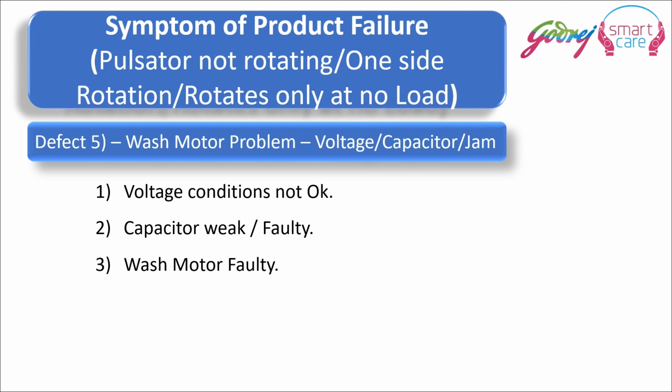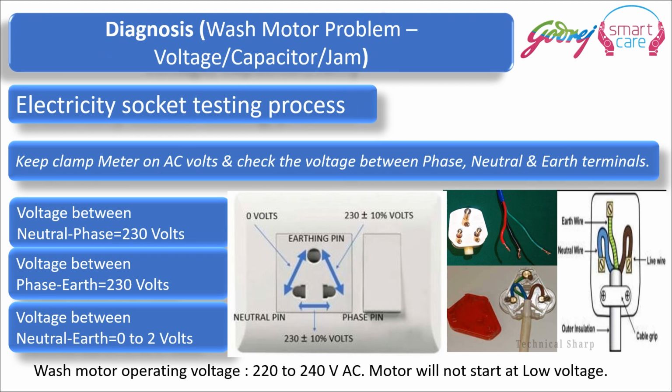In case of wash motor problem, we have to check the voltage and capacitor. We have to check the voltage condition. If it's not okay, check whether the capacitor is weak or faulty. We have to check whether the wash motor is faulty. We have to check the voltage at the electrical socket. Voltage between neutral and phase should be 230 volts. Voltage between phase and earth is 230 volts, and the voltage between neutral and earth should be 0 to 2 volts. Wash motor's operating voltage is 220 to 230 volts AC. The motor will not start at the lower voltage.